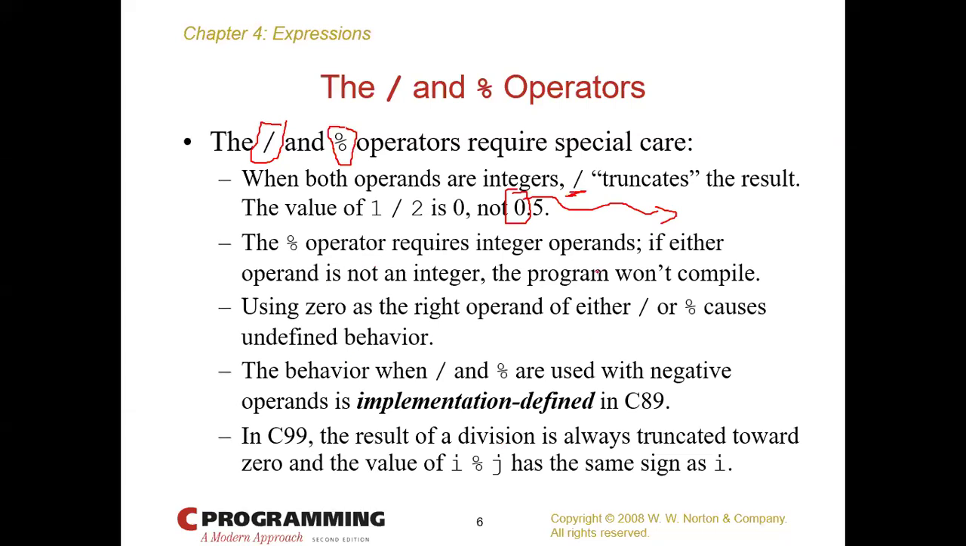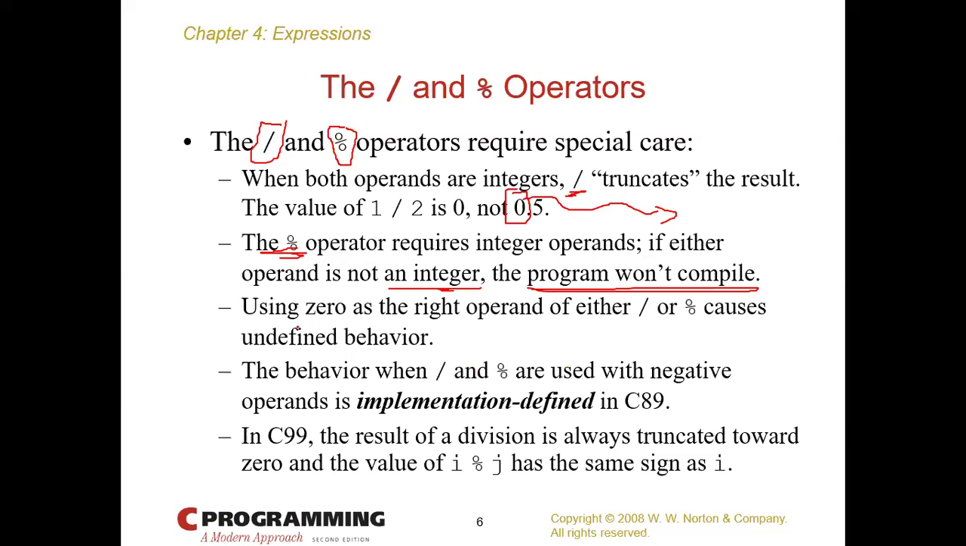The modulus operator requires integer operands. So you cannot have 4.5 modulus 3. It won't work. The remainder operator requires only integer. If either operand is not an integer, your program won't actually compile in the first place. So your program will refuse to compile.